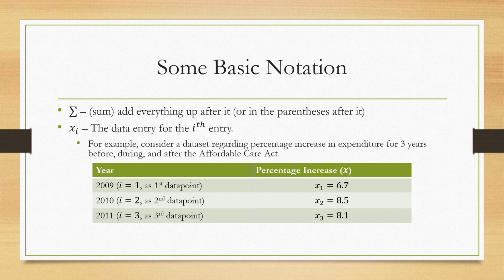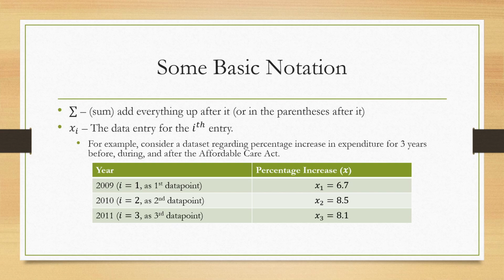And then I would have x sub i, that's the ith entry. So the variable in general is x, that's the percentage increase. And then x sub i would represent the ith entry. Specifically, x sub 1 represents the first entry, or the first percentage increase, which is 6.7%. x sub 2 represents the second entry, or the percentage increase for the second year we're considering, 2010, which would be 8.5%. And then x sub 3 would be the third entry, 8.1%.